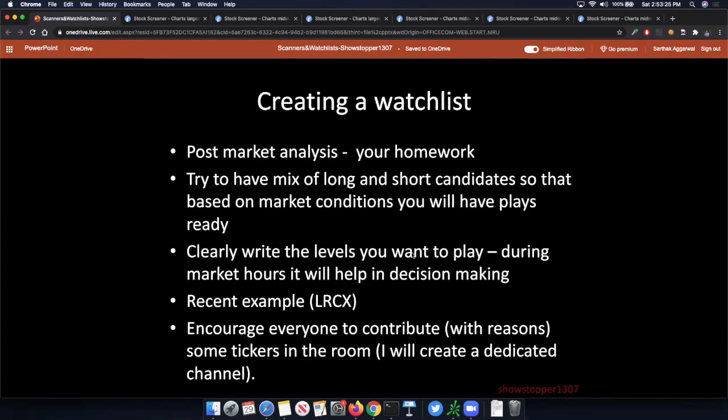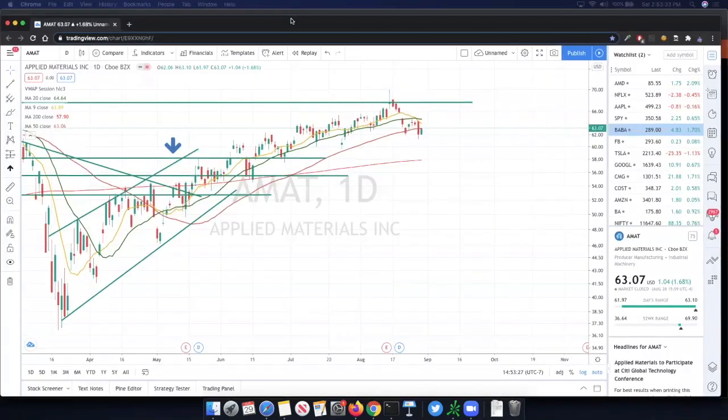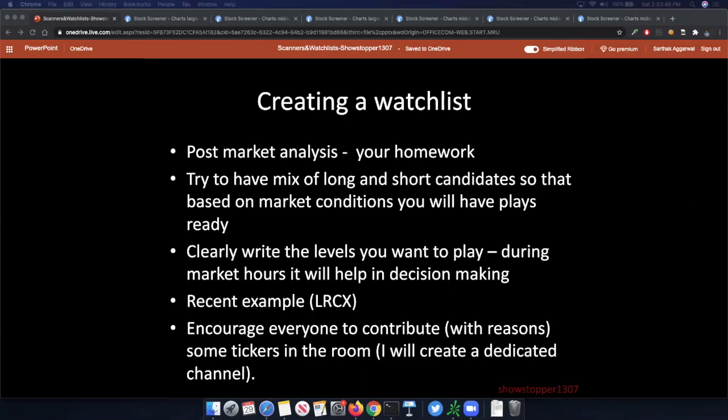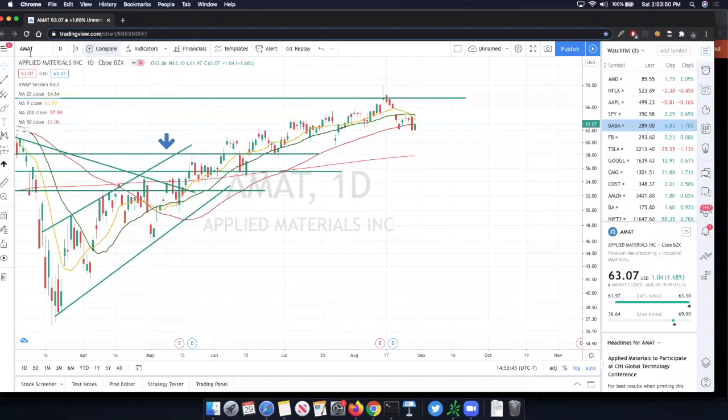Then clearly write the levels you want to play during market hours. If you don't write the levels and just write, okay, I want to play AMAT, then during market hours you get very little time to react, because if it's at a support, it's going to move up quickly. So write down the levels where you want to play on the long or short side. I'll give you an example. This one is a recent example, LRCX, where I wrote.